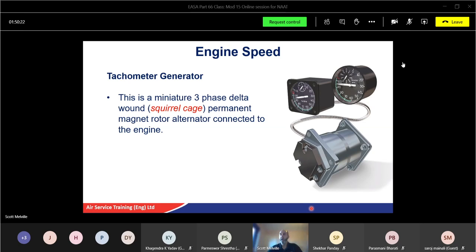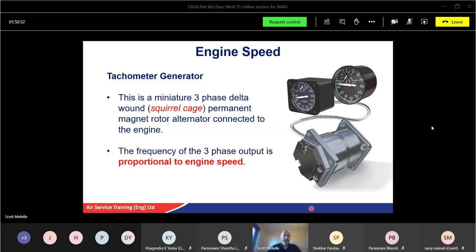A permanent magnet rotor alternator, which is connected to the engine. Basically, an AC supply. The frequency of the three-phase output is proportional to the engine speed. So it's a good one to note. If you get asked a question, is the frequency of the tachogenerator proportional to engine speed? Yes, it is. It's a good one to highlight.